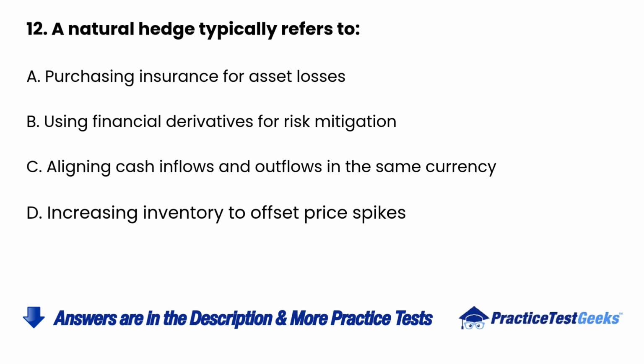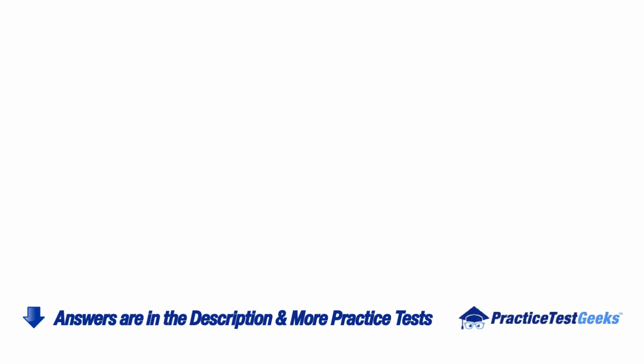12. A natural hedge typically refers to: A. Purchasing insurance for asset losses. B. Using financial derivatives for risk mitigation. C. Aligning cash inflows and outflows in the same currency. D. Increasing inventory to offset price spikes.